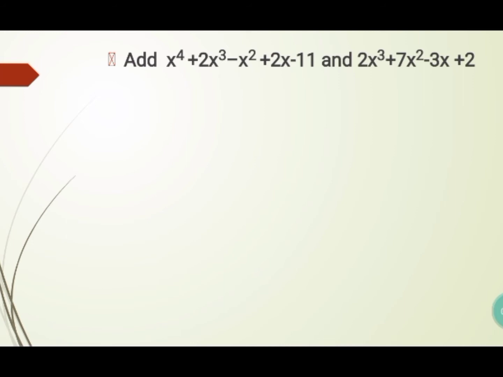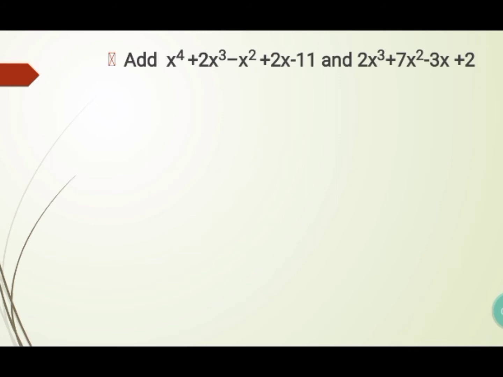So here is another example in adding polynomials. We're going to add x raised to 4 plus 2x cubed minus x squared plus 2x minus 11 to 2x cubed plus 7x squared plus 3x plus 2.